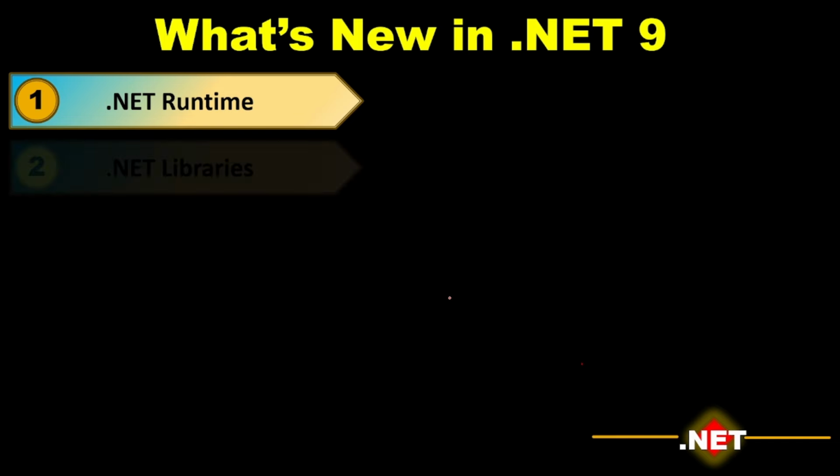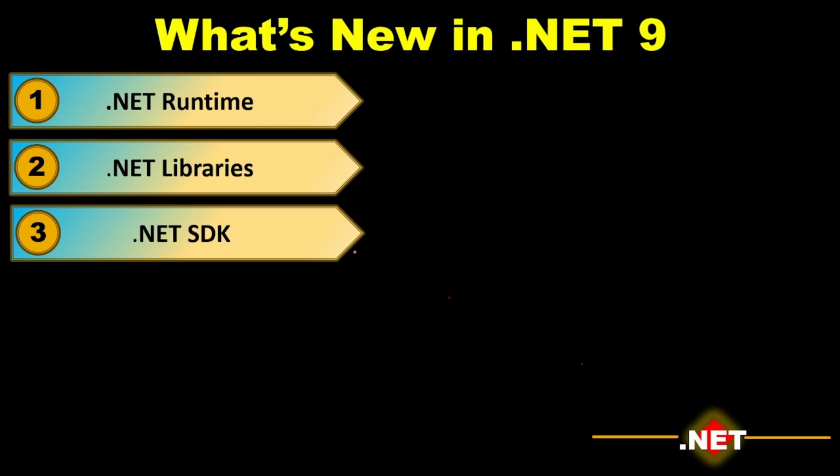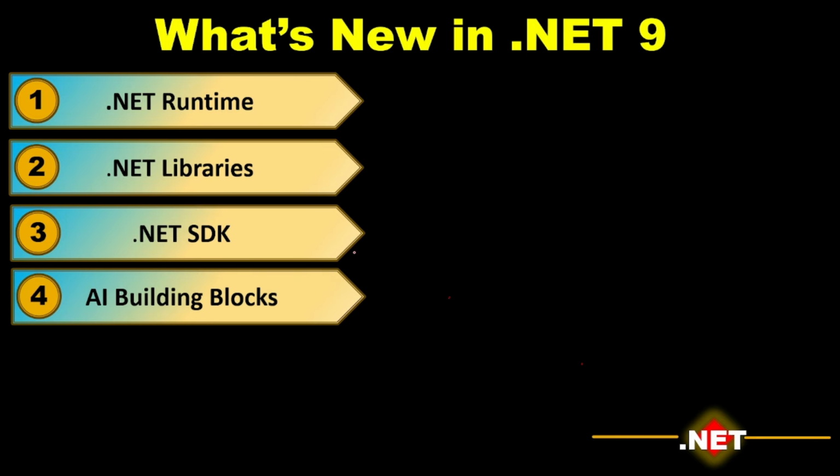What's new in .NET 9? We will see the list of things in .NET 9. The first is runtime. There is an improvement in runtime. There is improvement in .NET libraries. Those who are new to .NET frameworks, or they are simply new to .NET, can refer to our old videos wherein we have talked about the runtime and the libraries. So the runtime improvement is there in .NET 9. Library improvements are there. In SDK, there are improvements.